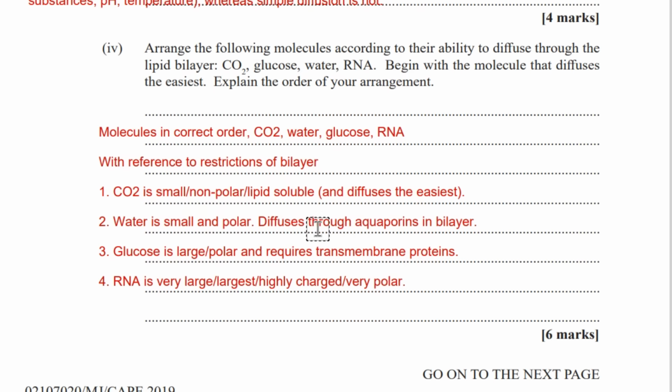So usually water would be transported through special proteins called aquaporins. Glucose is large and polar, and of course requires these gates in order to pass through transmembrane proteins. And RNA is very large, it's the largest of all. It's highly charged, very polar, so typically the RNA that would pass through would be messenger RNA, which has to carry the instructions to the ribosomes to build proteins. And those typically also have to pass through transmembrane proteins, right? They're very large compared to the others.